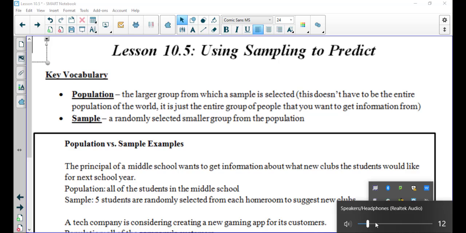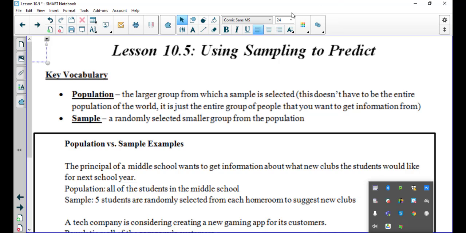Today's video comes from the lesson 10.5 Guided Notes. We're going to talk about using sampling to predict, and we're going to talk about some different sampling methods that we have. We're going to start with some key vocabulary with regard to how to choose a sample, and we need to start by talking about what a sample is.